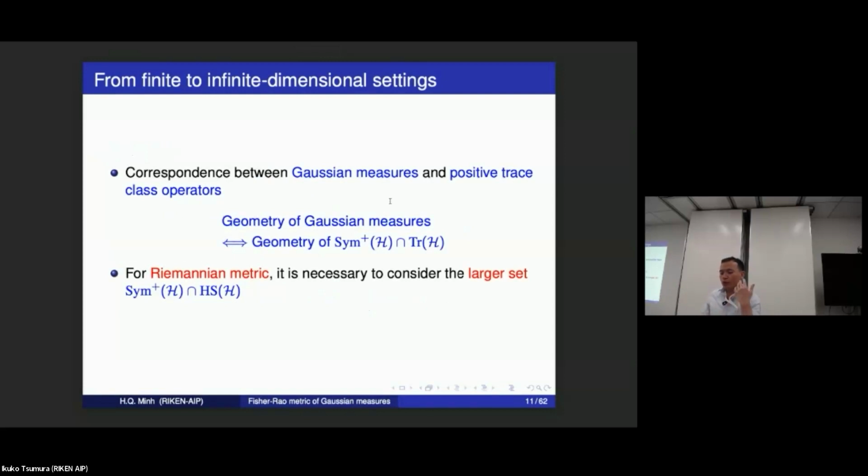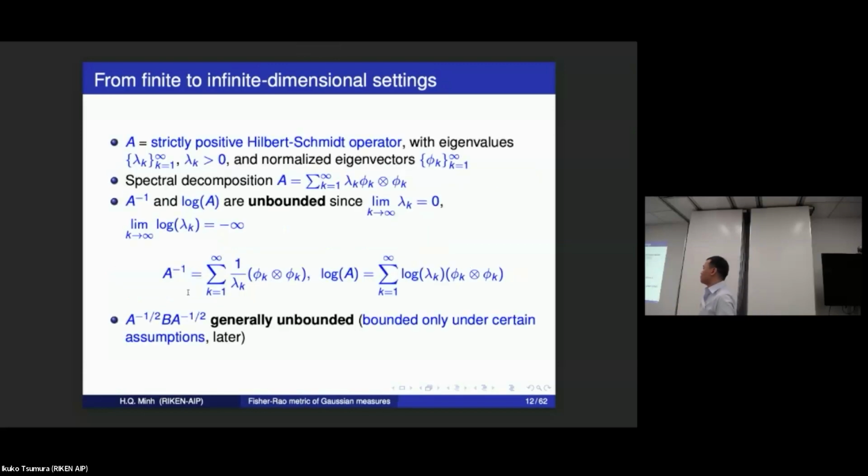But if we want to generalize the Riemannian metric, it's actually necessary to consider the larger set of positive Hilbert-Schmidt operators. In the finite dimensional setting, of course, they are the same, since the norms are all equivalent. But in the infinite dimensional setting, the classes of operators are different, and the class of positive Hilbert-Schmidt operators is strictly larger. There is an extensive literature in mathematics on the geometry of positive Hilbert-Schmidt operators, studied independently of the probability and statistics settings. What I'm going to talk about is the connection between this purely geometrical setting of positive Hilbert-Schmidt operators and the probability and statistical theory of the Fisher-Rao metric.